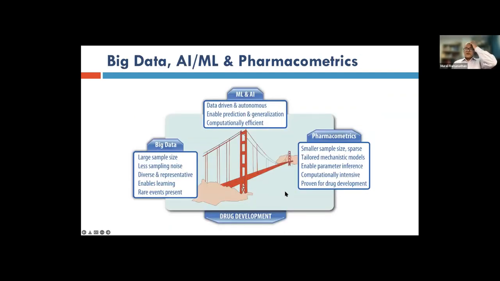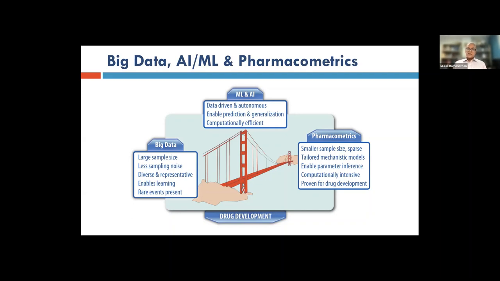So what I want to do is present a guiding framework that we in my group have used to help our thinking about using AI and ML in pharmacometrics. And I want to start out by pointing out the strengths and weaknesses, needs and challenges that we encounter in pharmacometrics today.